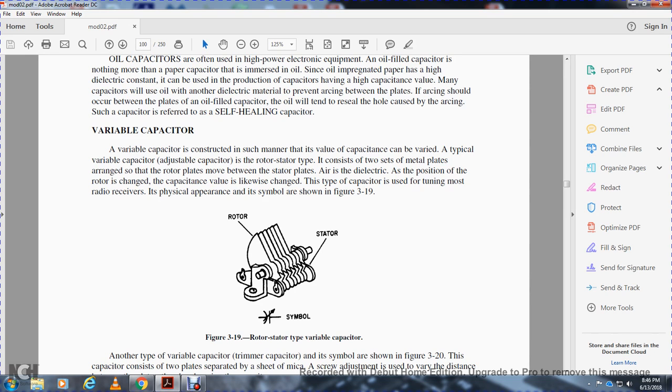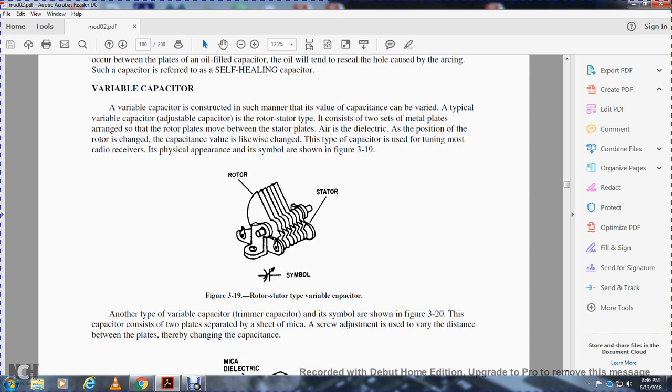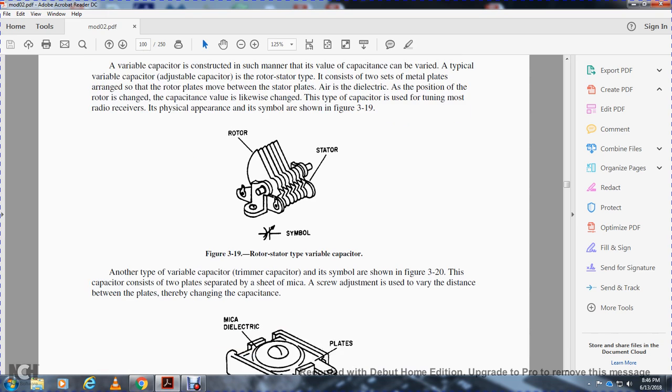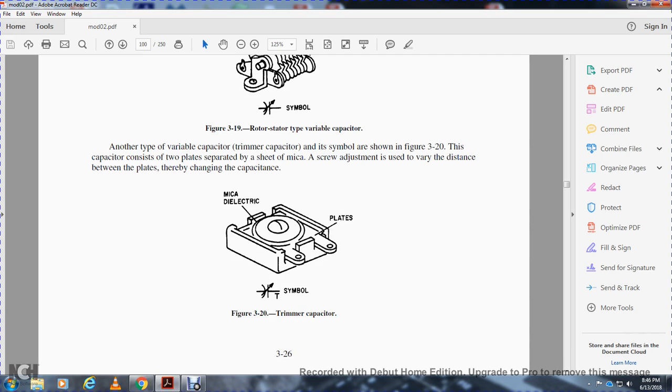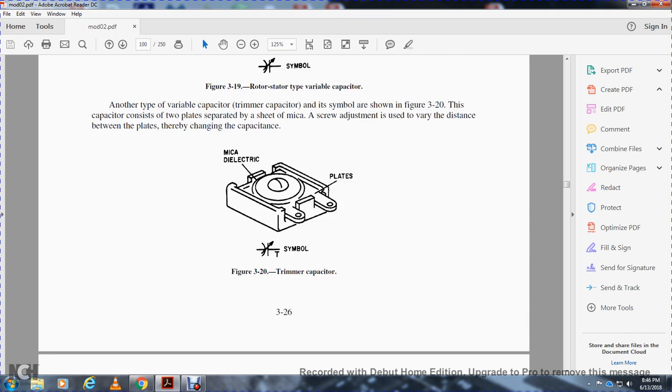You will find this symbol in most radio receivers, with the physical appearance of the symbol shown in figure 319. The variable capacitor is shown as an arrow through the capacitor symbol, the rotary type of capacitor. Another type of variable capacitor, the trimmer capacitor, has the symbol shown in figure 320. It has two plates separated by a screw adjustment that varies the distance between the plates, thereby changing the capacitance. So it's a screw changing two plates, with a dielectric in between, which might be air, vacuum, whatever.